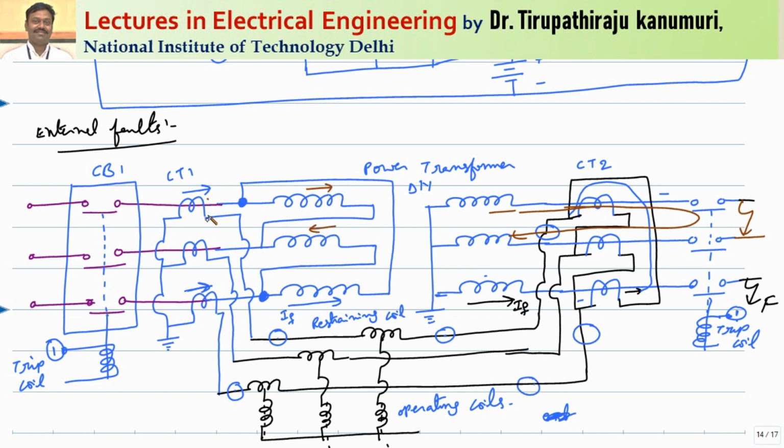And these currents are supplied by the CTs only. That means along with the secondary CTs, the primary CTs are equally affected. That's why it will be counterbalanced or compensated. That is the reason whenever a fault happens in the external circuit, it will not respond. Only for faults that happen on the internal side will it respond.